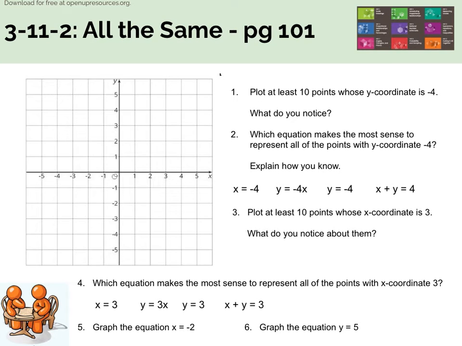Alrighty, let's go ahead and turn to page 101. What we're going to do is plot at least 10 points whose y-coordinate is -4. What do you notice? Go ahead and pause and do that at this time.